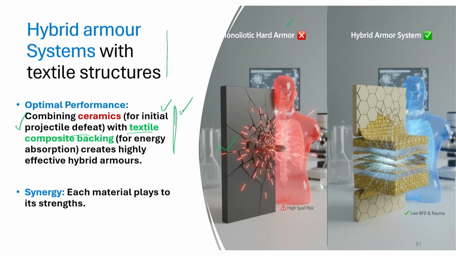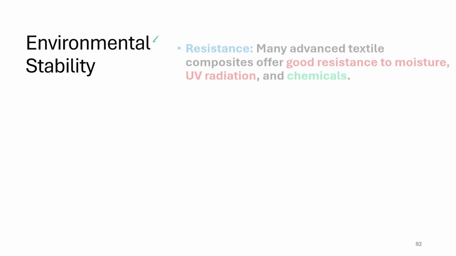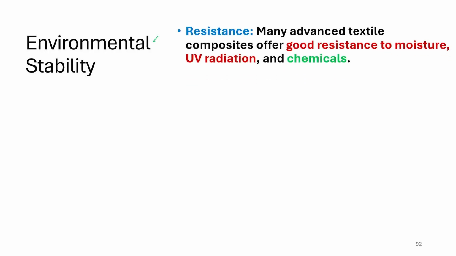So, here the synergy is that each material plays to its strengths, so we have to use that type of material. Now, among the other advantages of textile-based composites are their resistance to many environmental impacts. They are good at resisting moisture, UV radiation, and chemicals.